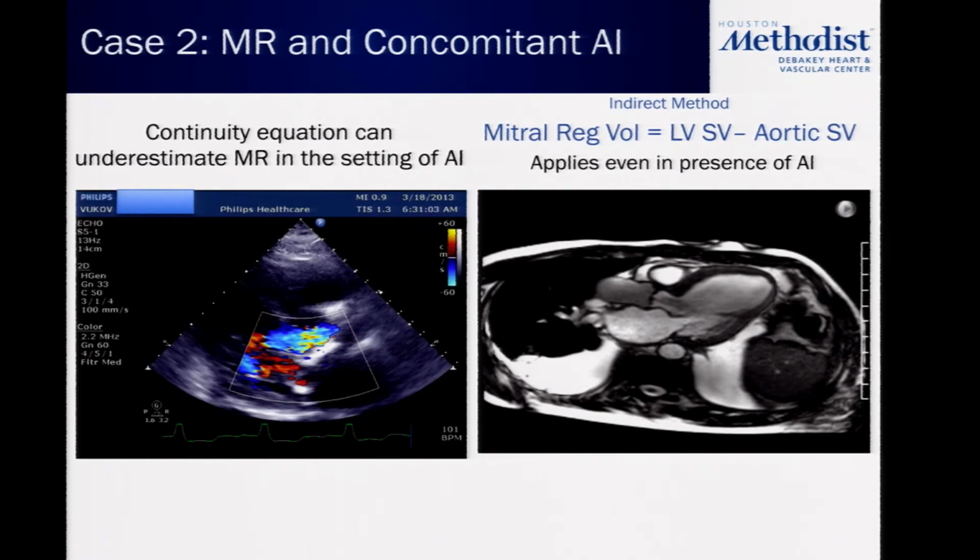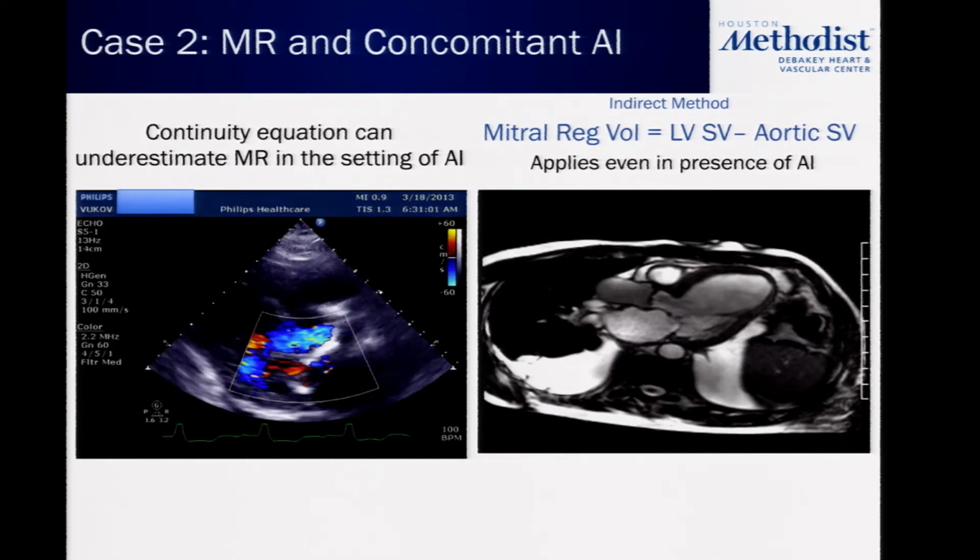Now, one caveat to this obviously is that's for regurgitant volume assessment. For regurgitant fraction, since it should be the MR volume divided by the forward volume across the mitral valve, you'd want to subtract out the AI from your LV stroke volume to compute the mitral regurgitant fraction.